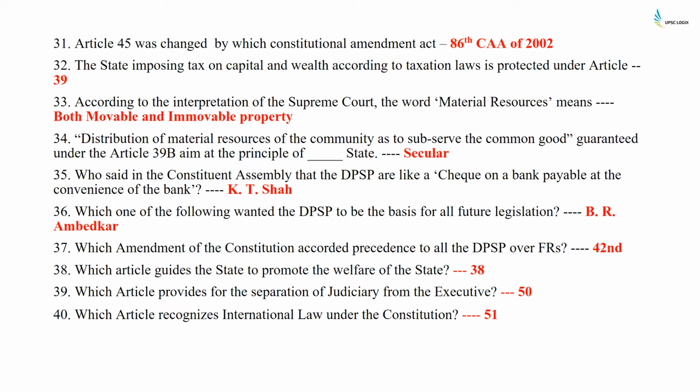The state imposing tax on capital and wealth according to taxation law is protected under Article 39. According to the interpretation of the Supreme Court, the word material resources means both movable and immovable property. Distribution of material resources of the community so as to subserve the common good, guaranteed under Article 39(b), aims at the principle of a secular state.